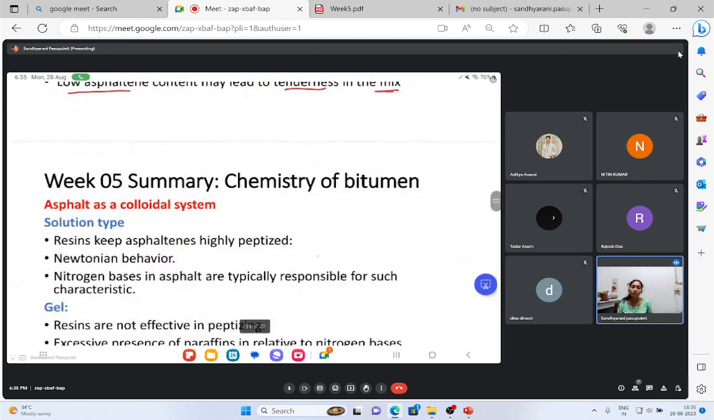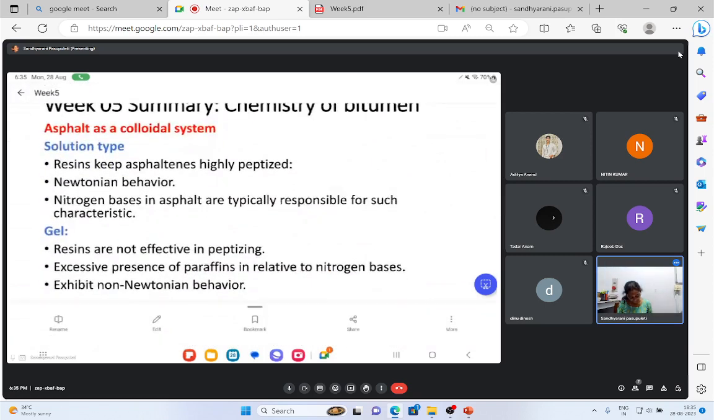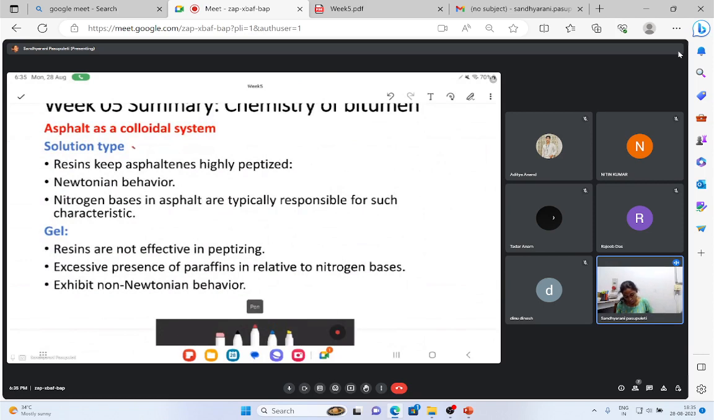In a similar way, any bituminous mixture with low asphaltene content will lead to tenderness in the mixture. Based upon the amount of SARA fractions present in the bitumen, it can be defined as either solution type or gel type. When I say solution, you have SARA fractions. If you have a sufficient amount of SAR, in that SAR medium the asphaltenes will usually be present. That means the stability of asphaltenes depends upon the SAR. These are the maltenes. Let us say there are no sufficient SAR fractions. Then what happens? Asphaltenes are very high, and all the asphaltenes come close to each other and flocculate.